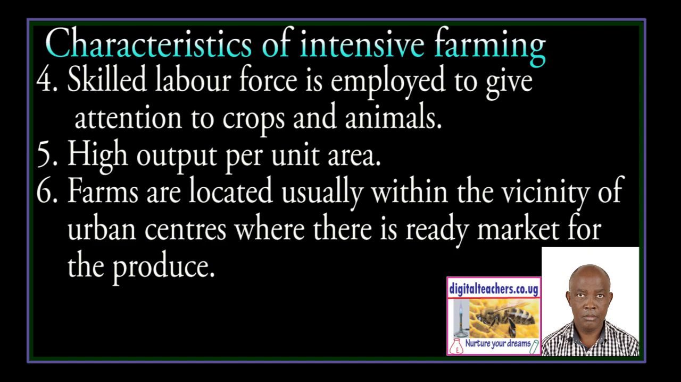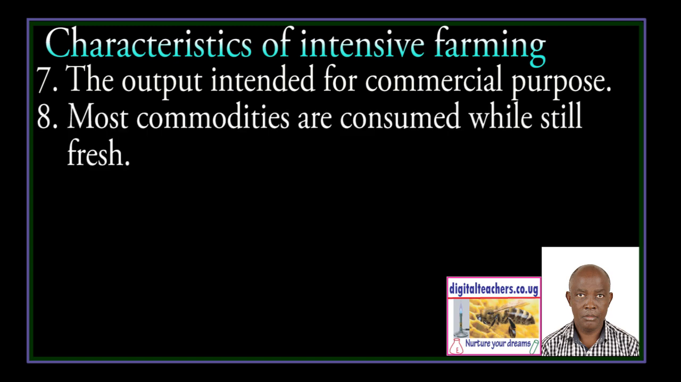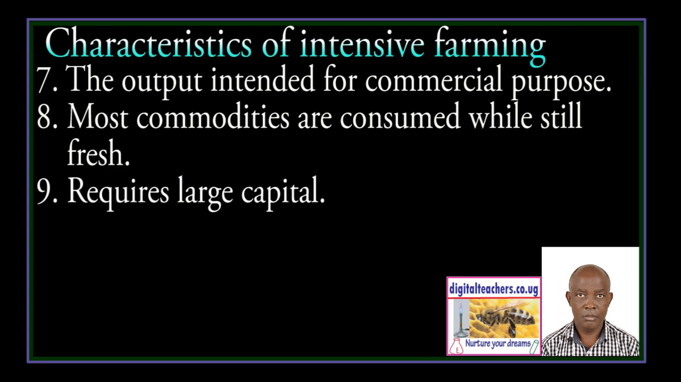Farms are located usually within the vicinity of urban centers where there is a ready market for the produce. Output is intended for commercial purpose. Most commodities are consumed while still fresh. Requires large capital.